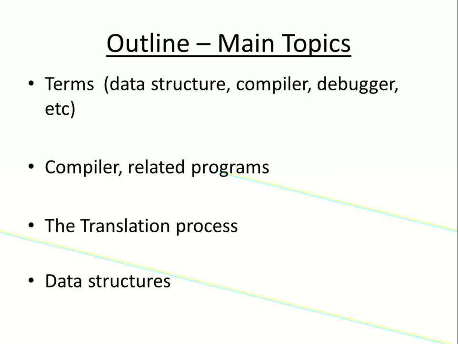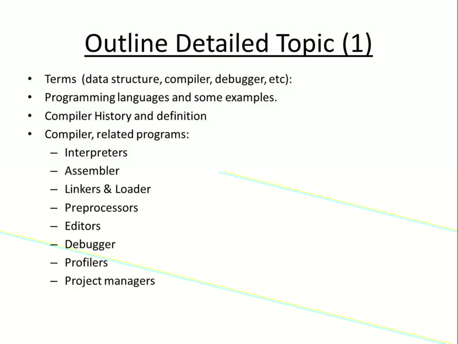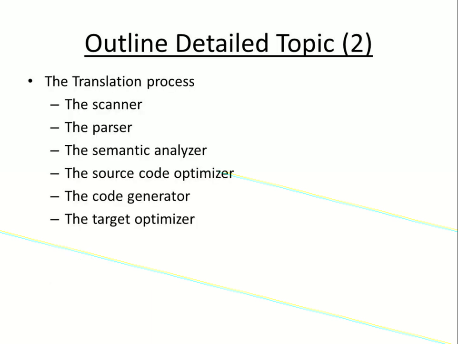Outline, main topics, terms. We are going to talk about some terms such as data structures, compiler, debugger, etc. Compiler-related programs, the translation process, and data structures. We are going to talk about programs related to compilers such as interpreters, assemblers, linkers and loaders, preprocessors, editors, debuggers, profilers, and project managers. And then we are going to talk about the translation process, which is basically the main job of the compiler: to translate from high-level language to low-level language.